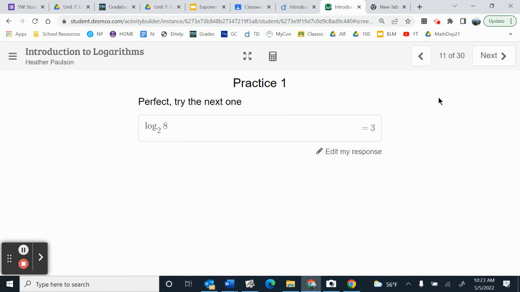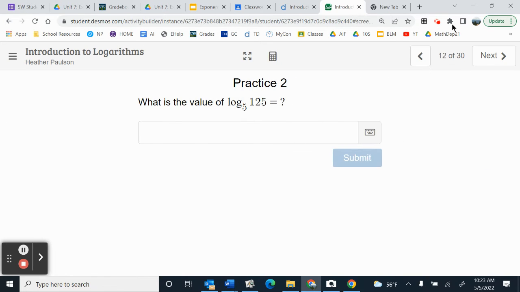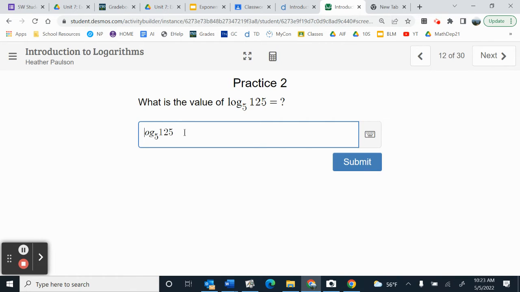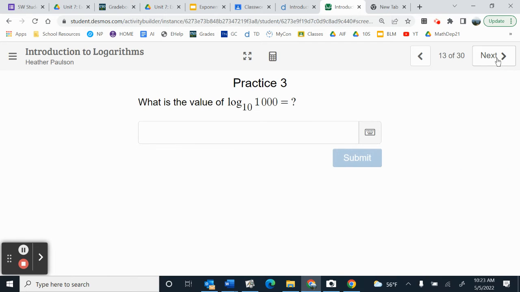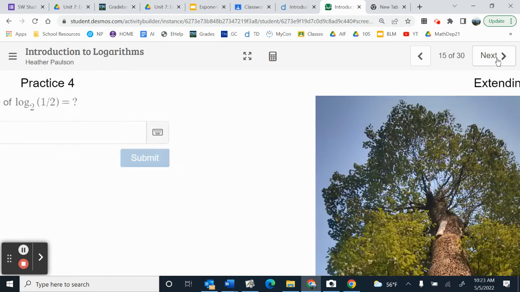And it'll tell you that it's perfect. Now, another way to do this, if you're tired of typing, you can copy and paste. I just forgot the word log, but notice that once I type that L, I get my answer. Perfect. Keep going through these practices.